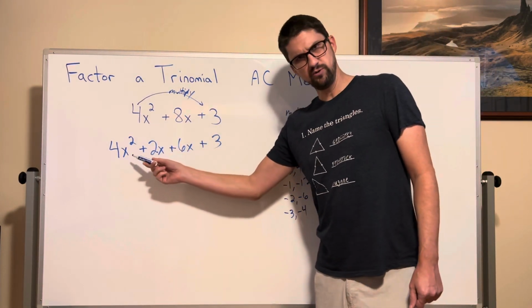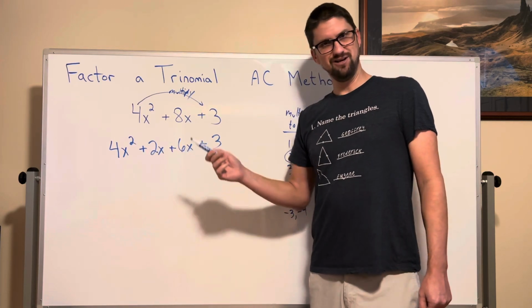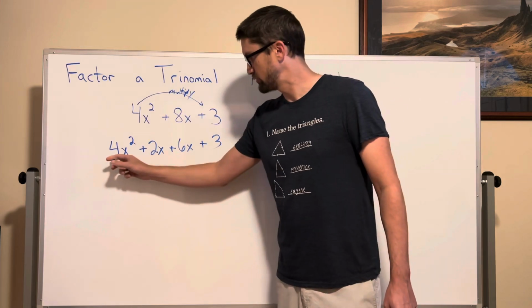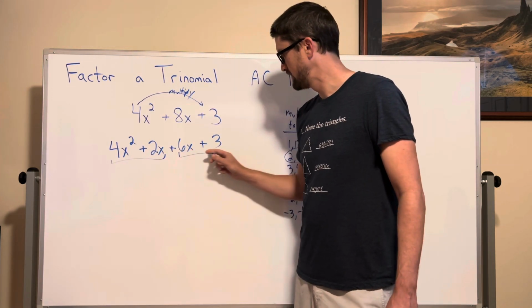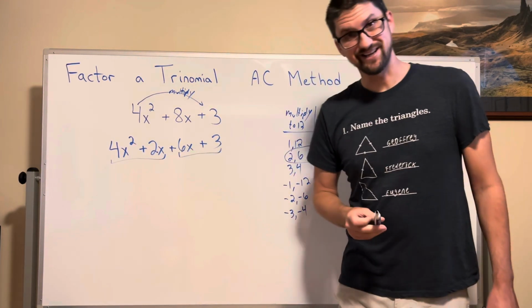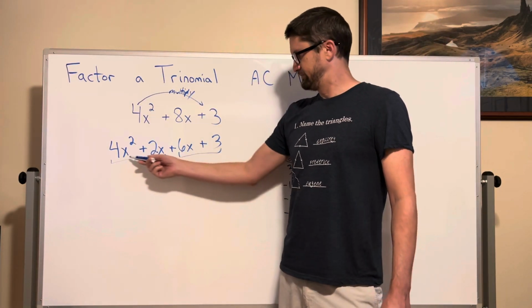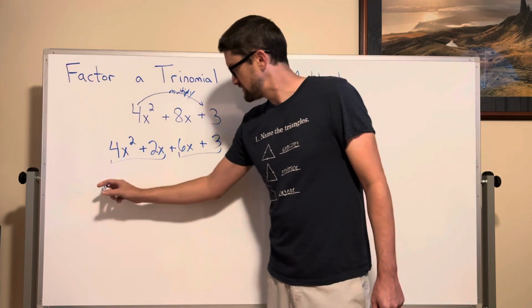Now we have 4 terms. The next step is to factor this by grouping. So you're going to group the first two terms together and group the second two terms together. We want to do GCF on each group. The GCF of these two is going to be 2x.